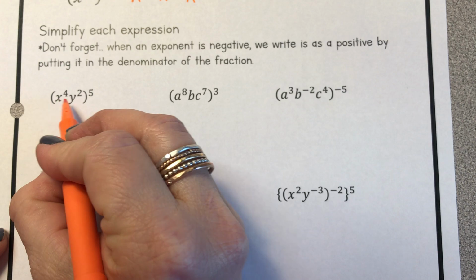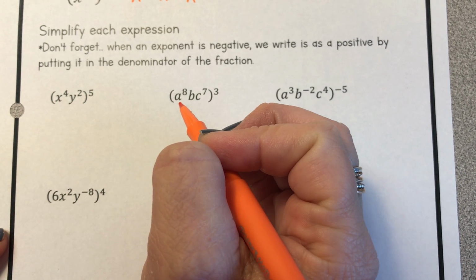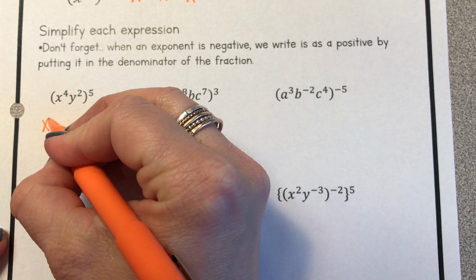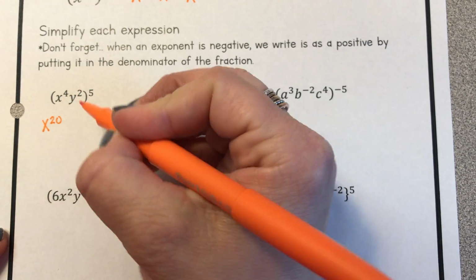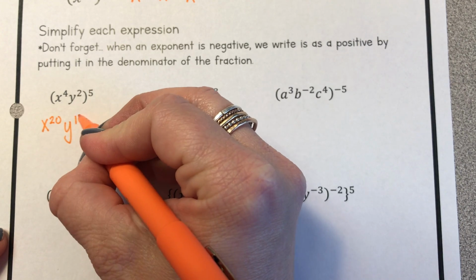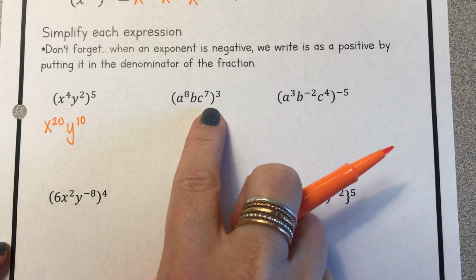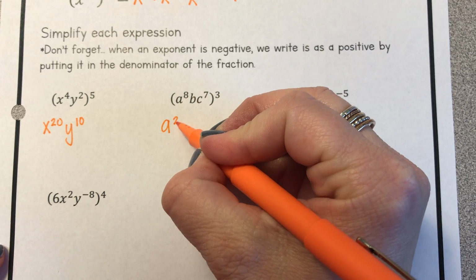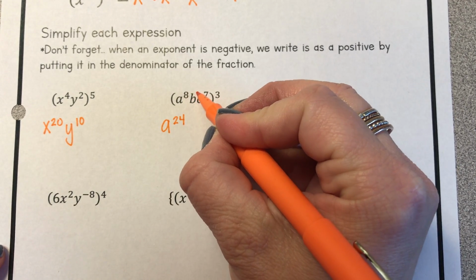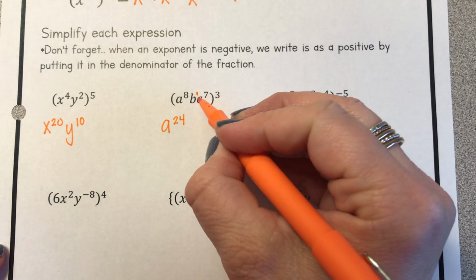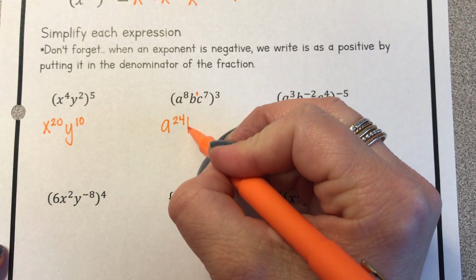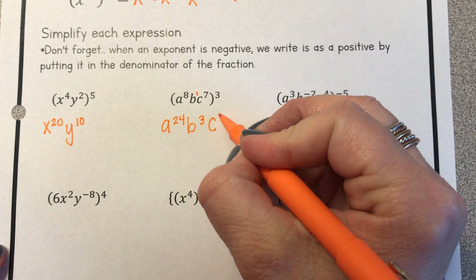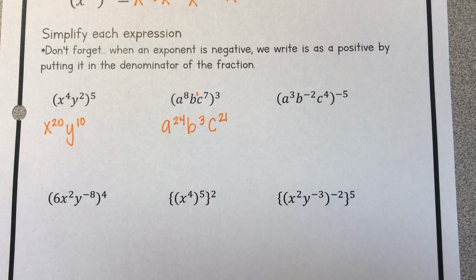So here, x to the fourth, y to the second, to the fifth power. Everything in our parentheses is getting raised to the fifth. So 4 times 5 is x to the 20th. 2 times 5 is y to the 10th. And then this middle one, a to the 8th to the 3rd, would be a to the 24th. B, remember that's kind of like a little imaginary 1. So b to the 1st to the 3rd is b to the 3rd. And then c to the 7th to the 3rd would be c to the 21st power.